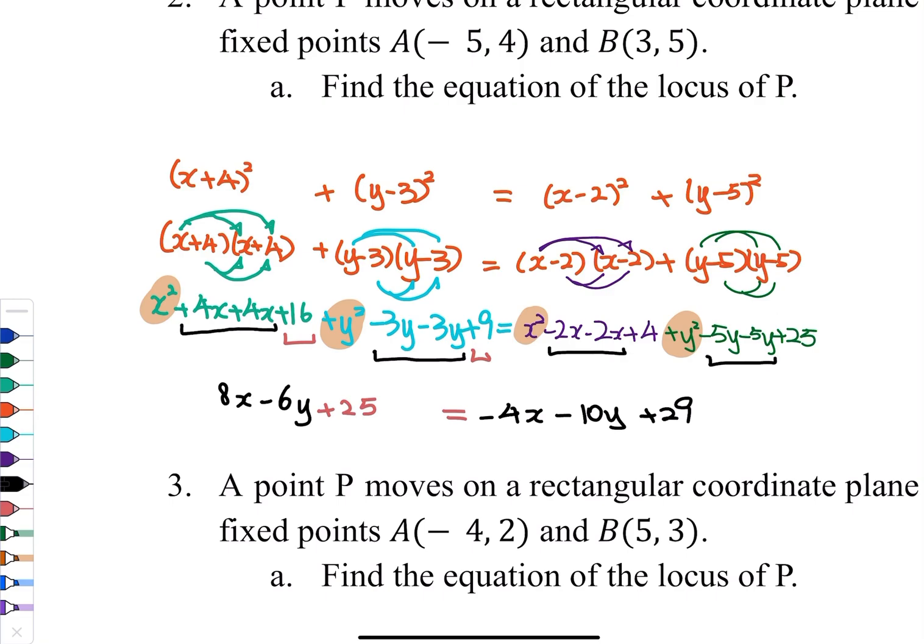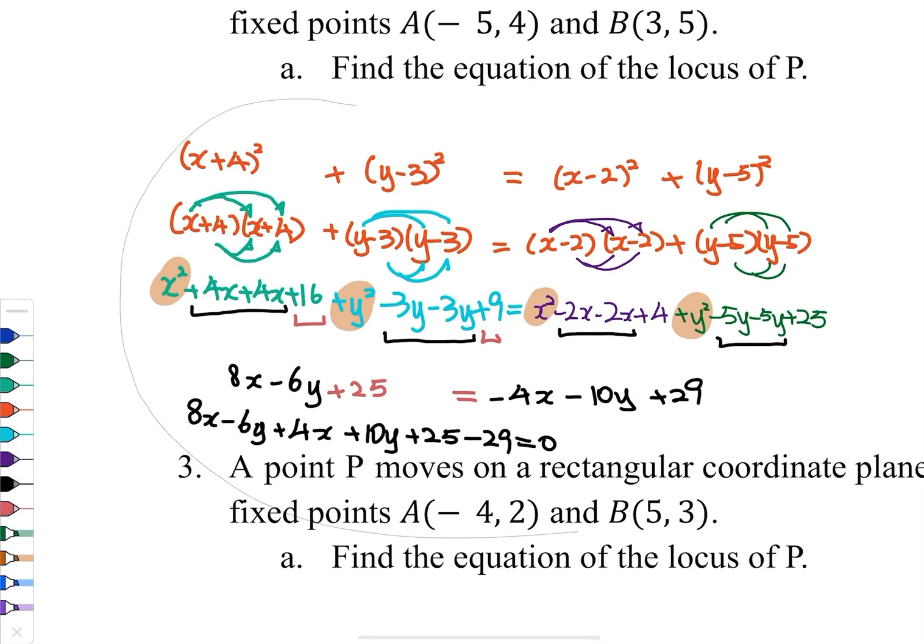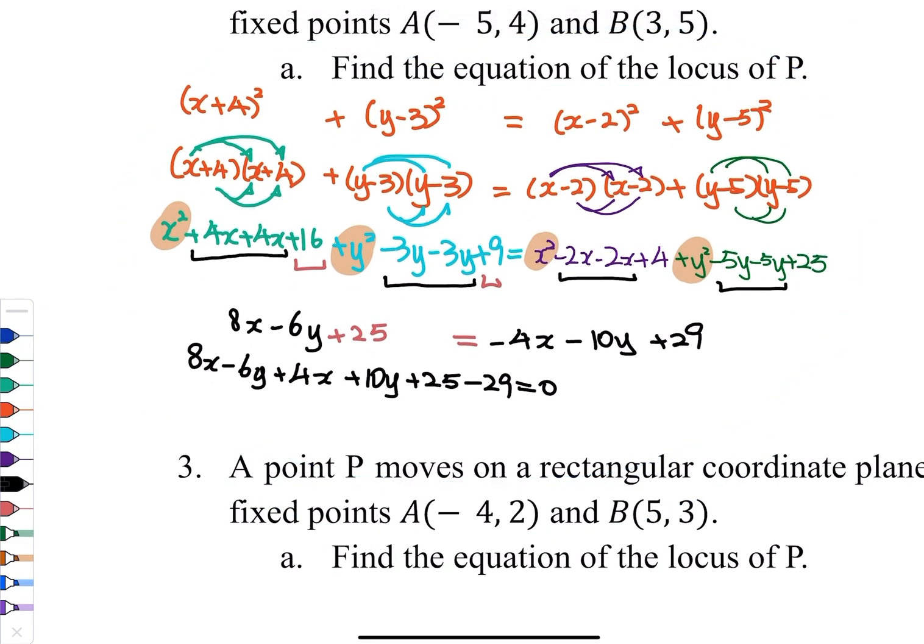And then we put everything on one side. So let's put everything on the right side: 8x minus 6y plus 4x plus 10y. I like putting numbers at the back. It's easier to calculate later on. I'm just moving a little bit up. I'm already using too much space. Remember to ask for an extra sheet in the exam if you don't have enough space. And then x goes with x: 8 plus 4, 12x. Negative 6 plus 10, 4y. And then 25 minus 29, negative 4.